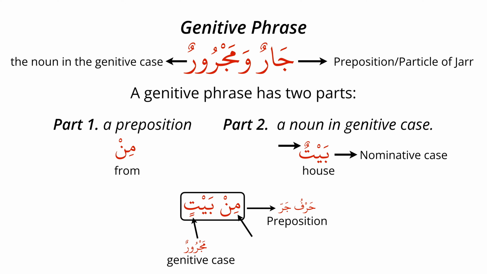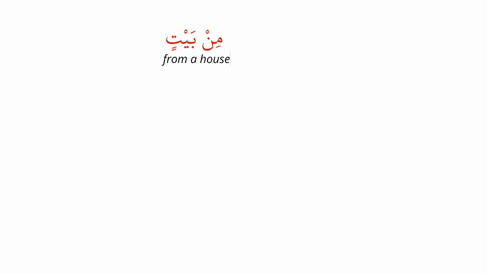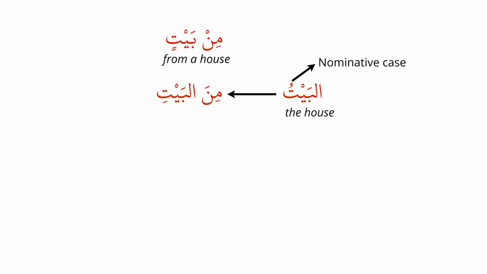Exactly this type of construction is called jarun wa majrur, and in English, a genitive phrase, in which harfu jar is followed by a noun. So the translation of this phrase is from a house. Likewise, al-baytu, meaning the house, this noun also is in the nominative case, indicated by dhammah. And when min, which is a harfu jar, precedes it, al-baytu becomes min al-bayti, meaning from the house.